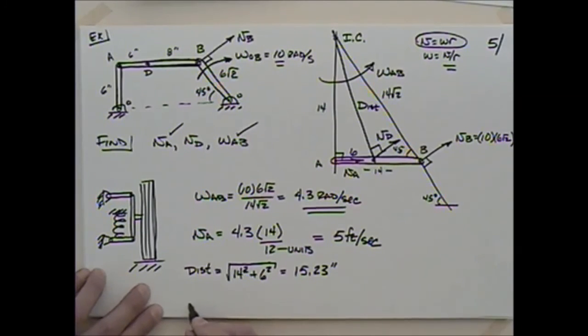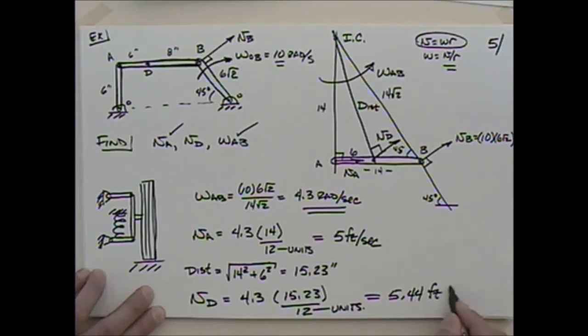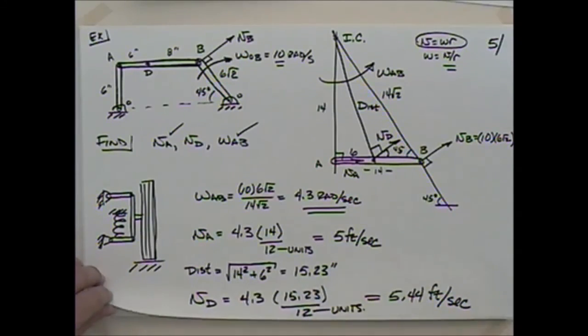So now I can say the velocity of D, very much like I did with the velocity of A, is simply 4.3, because that's the angular rate, that's omega. And here I'm going to multiply by 15.23. And again, I'll divide by 12 for the units. And we'll come up with 5.44 feet per second. And if we wanted to figure out that in a vector form, we could come in and find this angle in here with geometry and whatnot too. Questions with that? Everyone's good? Makes the problems fairly easy.